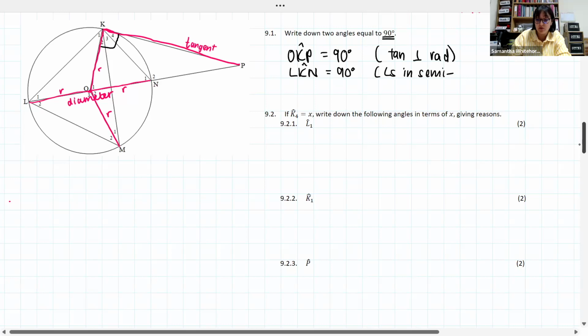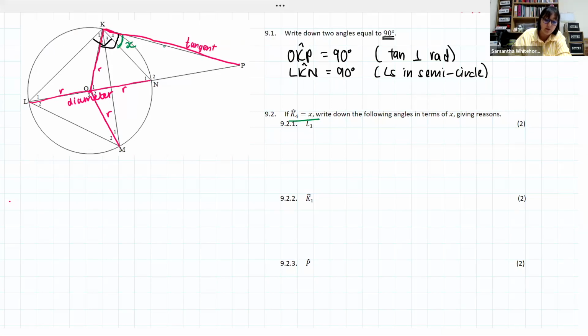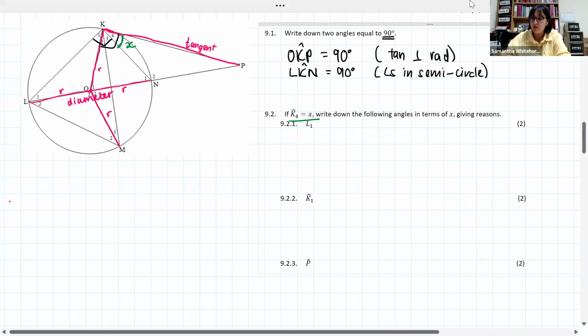Now these two do overlap. So when you are putting this on your diagram, don't panic. LKN is in angles K1, 2, and 3. So there is an overlap with the right angles, which is fine. It's not the end of the world. Just bear it in mind. Perfect. So now we've got two 90-degree angles and we can move on. The next question says if K4 is equal to X, so this angle up here is equal to X, write down the following in terms of X, sorry guys, giving reasons.